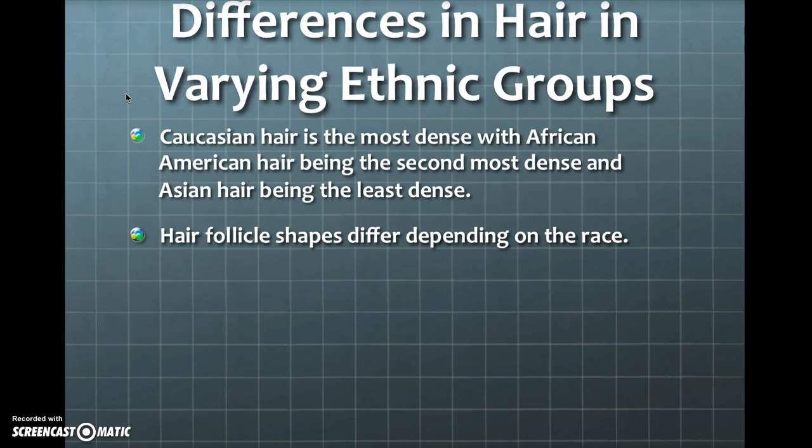So there are differences in hair in varying ethnic groups. Caucasian hair is the most dense, African American hair is the second most dense, and Asian hair is the least dense. Hair follicles also differ depending on the race. Asian hair grows out of a circular follicle. African American hair grows out of an oval-shaped follicle, and Caucasian hair grows out of varying follicles. There isn't really one specific. It really depends.